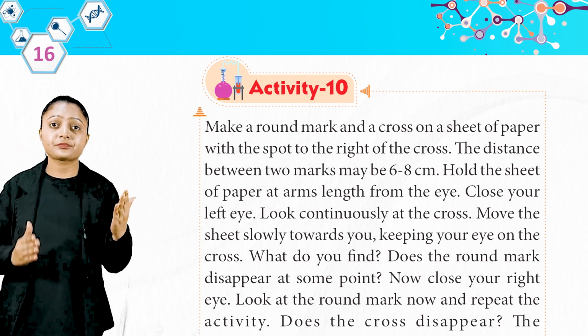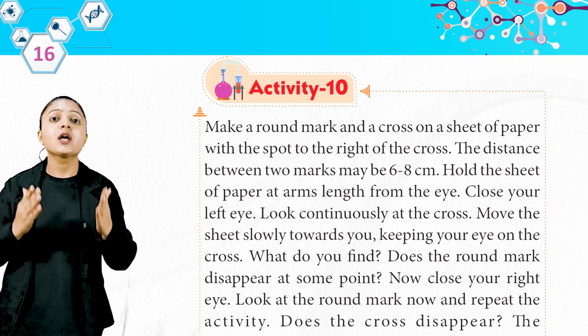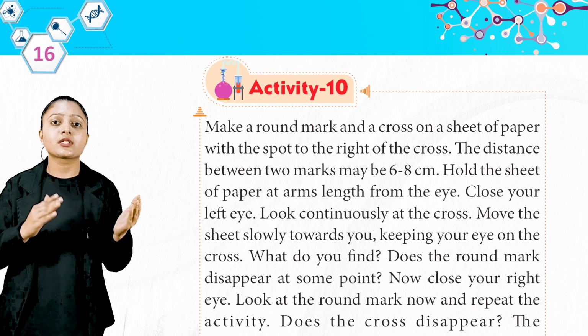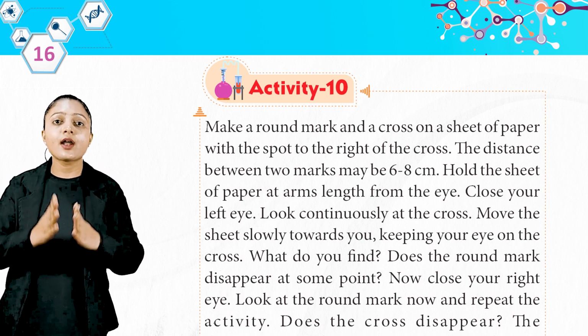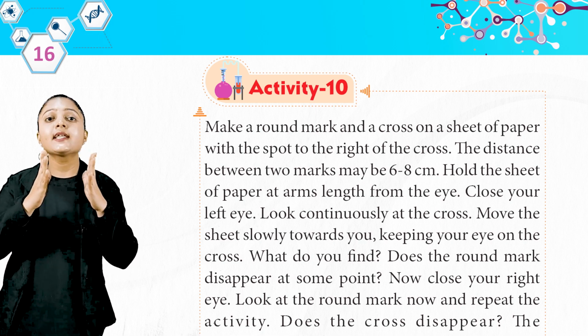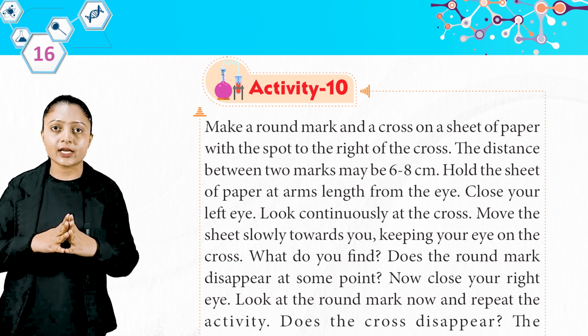Close your left eye. Look continuously at the cross. Move the sheet slowly towards you, keeping your eye on the cross. What do you find? Does the round mark disappear at some point? Now close your right eye, look at the round mark now and repeat the activity.